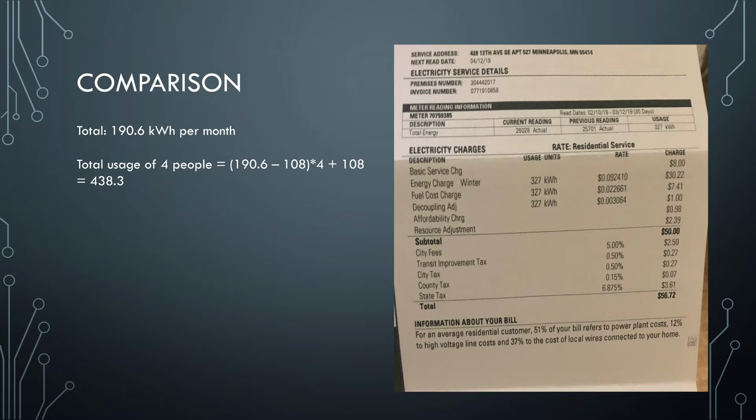And here's the picture of my bill. As you can see, my total energy usage from February 10th to March 12th was 327 kilowatt hours. This is a little bit less than 438.3, which means that I'm using more energy than my roommates.